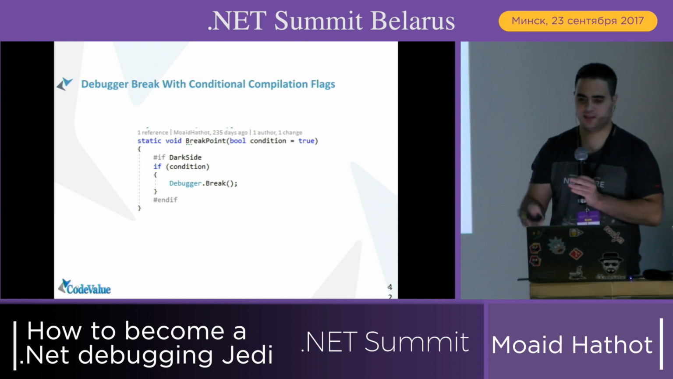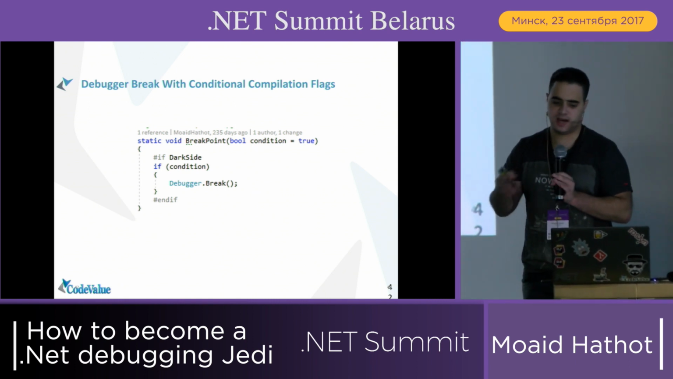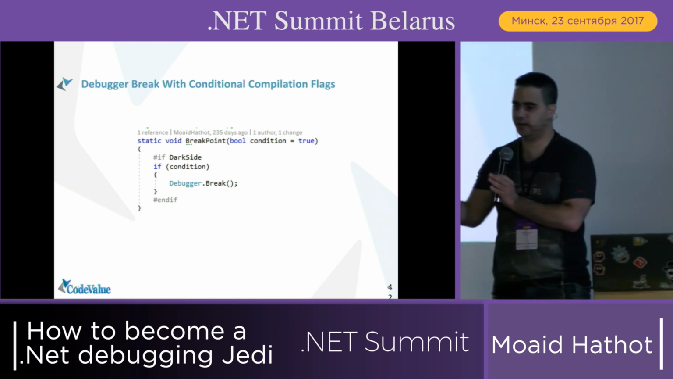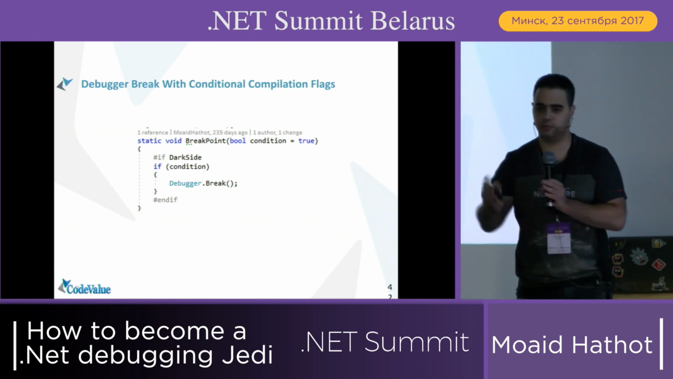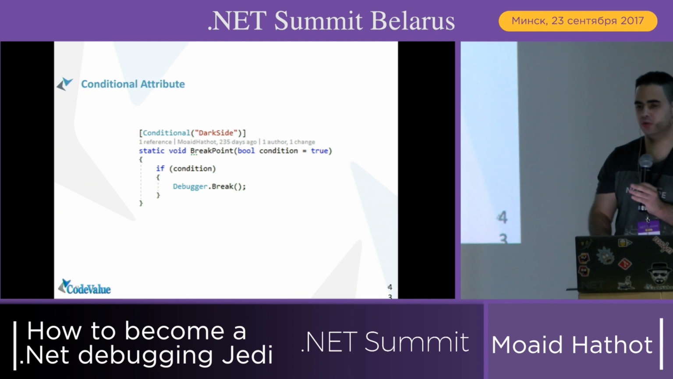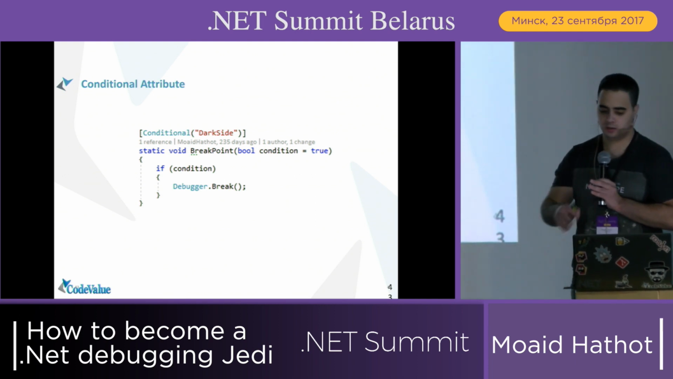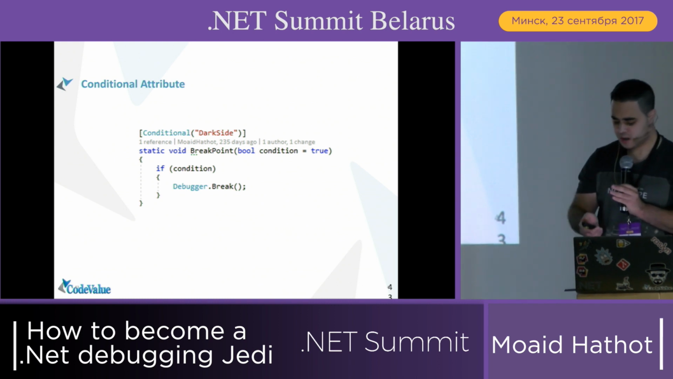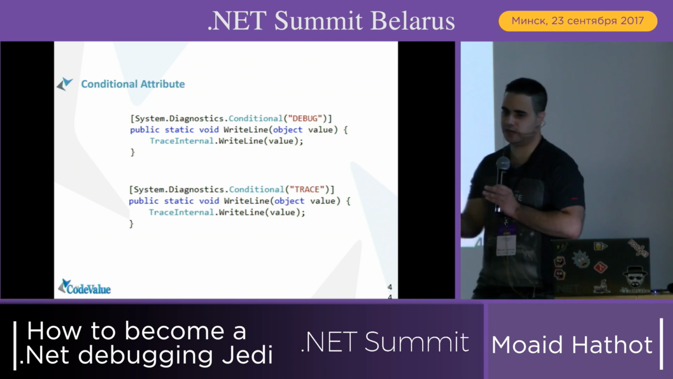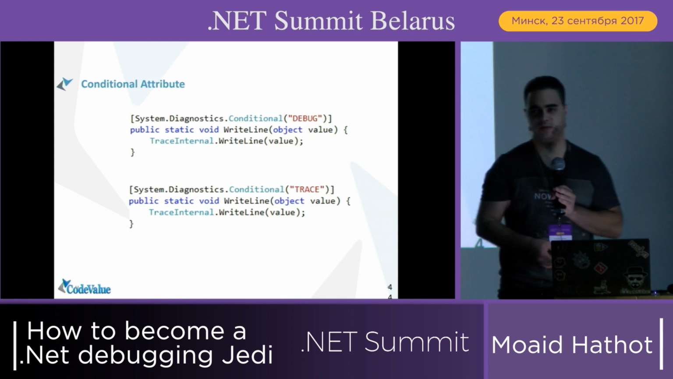But using #if and #endif isn't really nice to see when you're looking at code, and if you have multiple Debugger.Break calls in one method, it will be cumbersome. So what we can do is use a conditional attribute that will do the same thing, but done by the compiler automatically for us. So it looks a little bit better. And it's actually used in Debug.WriteLine and Trace.WriteLine in Microsoft code. This is actually from reference source.